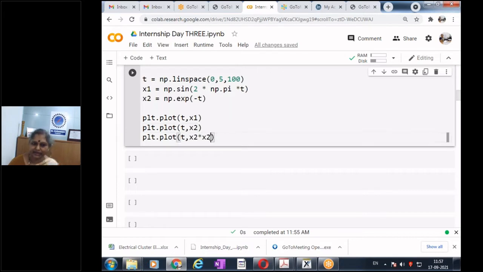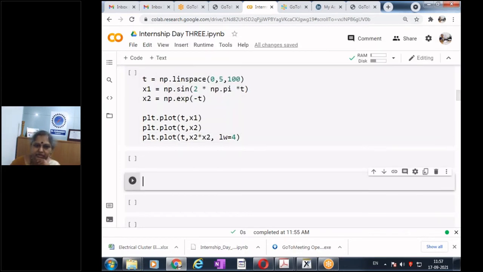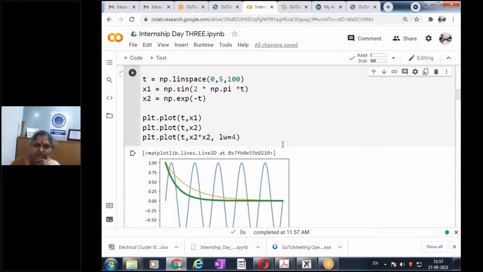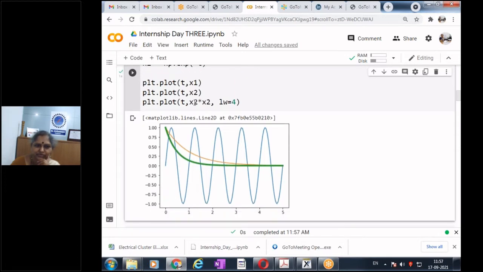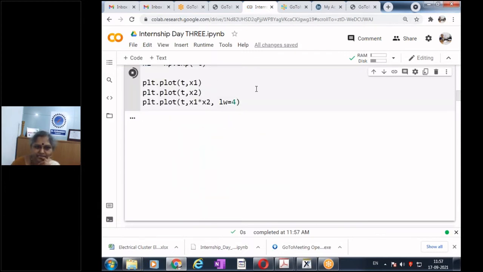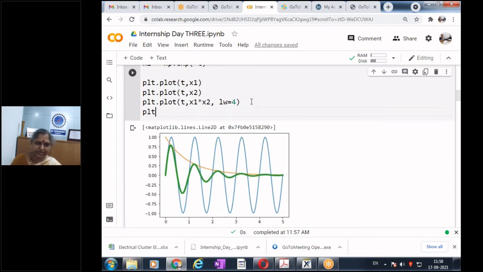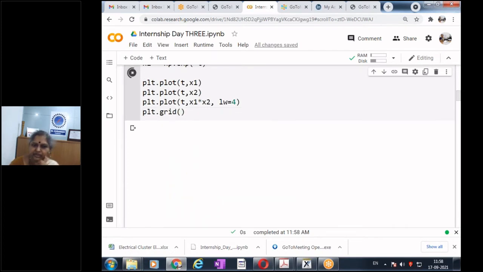So let us see, and let us make the product a little thicker. So let me make the width as, say, 4, so that I know what is the product and the other two signals will come. Yeah, I did not put x1. So can we see it? I have my sinusoidal signal, I have my exponential signal, and I have my exponentially decaying sinusoid. And it is good to put the grid always. This is the grid.